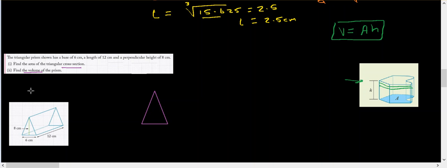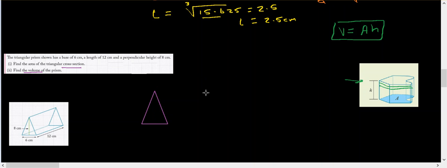And this is important as well because you'll get asked this type of question, but the end of the prism will have a different shape. So you need to understand how to get the area of the end part, whatever that shape is. Now in this case it happens to be a triangle.